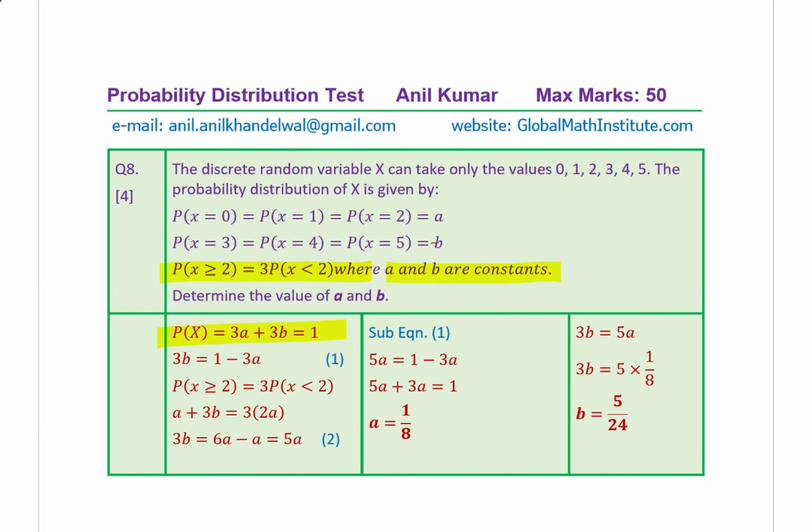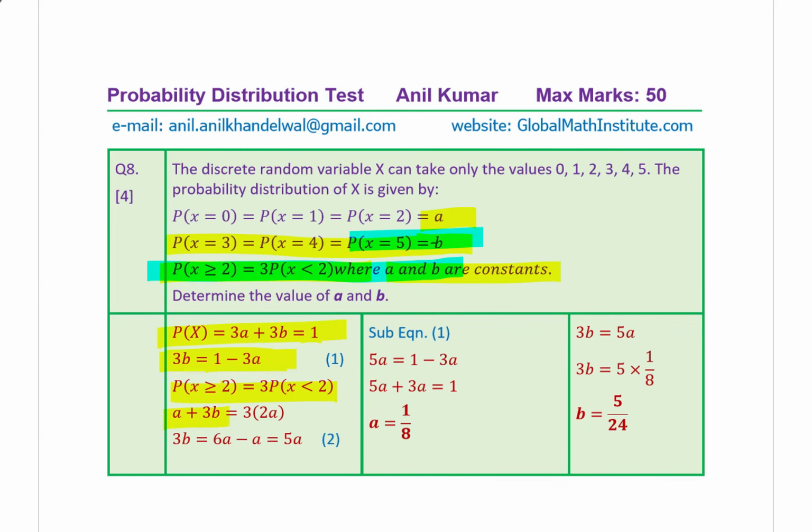Well, we know that the total probability will be equal to 1. Adding 3 of A's and 3 of B's gives us 1. And so we can isolate 3B and write it in terms of A, which is 1 minus 3A. Now we'll use the second condition given to us, which is the probability for x greater than or equal to 2 is equal to 3 times the probability for x less than 2. Now, 3b is 1 minus 3a, and when you do that, we get the probability x greater than or equal to 2 is a plus 3b, right? So that means we are adding these, correct?